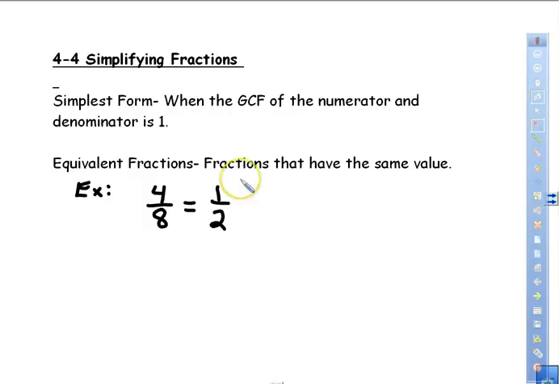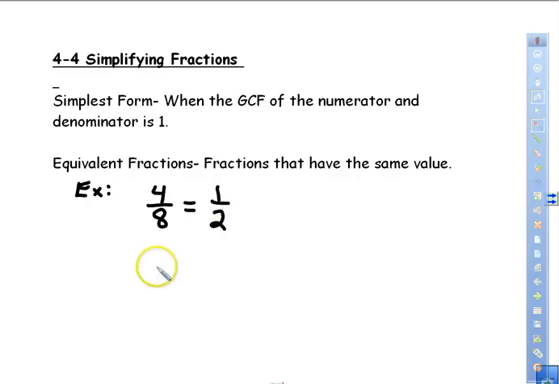It's not changing the value of it. That's one thing you need to remember the importance of, is that it's not changing the value. It's just simply making the fraction itself, that ratio, a little bit smaller and a little more manageable.